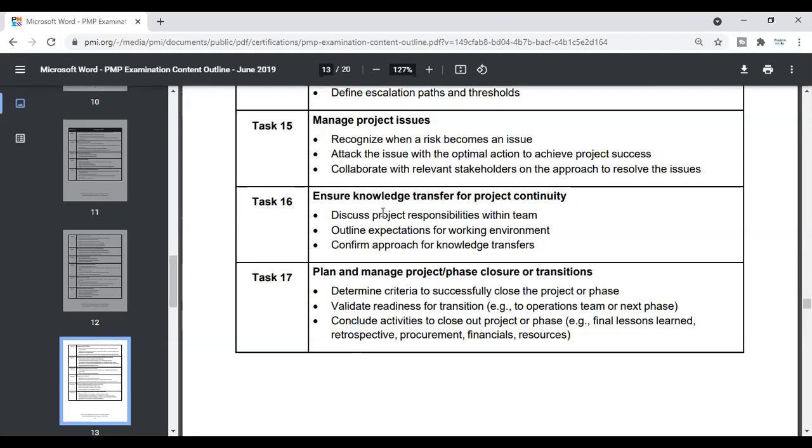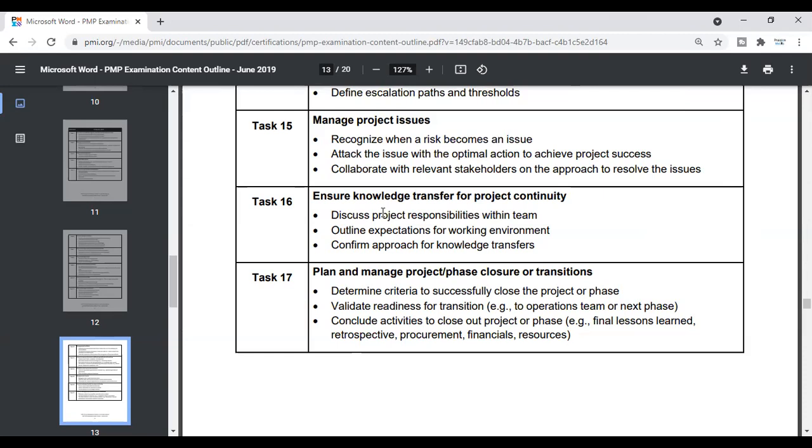Task 16, ensure knowledge transfer for project continuity, is all about knowing and understanding the vehicles for knowledge transfer, the manage project knowledge process, understanding how knowledge is transferred across a project, understanding the usefulness of retrospectives when the team comes together to share lessons learned and things like that. But of course, you do know that the way we look at this in Agile is different from predictive.